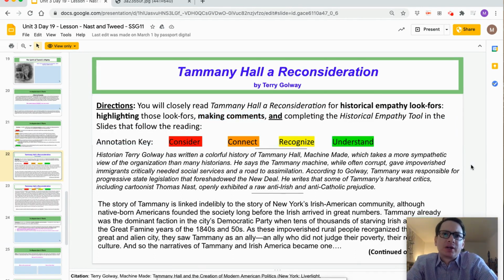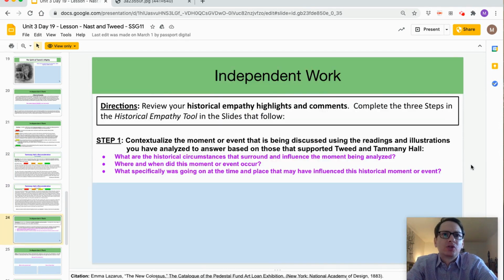After reading the Galway text, the next step is to work through the historical empathy protocol. I would provide my students with these few friendly reminders. For step 1, I would remind them that they've seen some very different perspectives on Tammany Hall so far. They saw George Plunkett's point of view along with Terry Galway's. However, they also created a narrative based on the Thomas Nast cartoon. So they have a lot they can pull from when contextualizing Tammany Hall, and it should be pretty balanced between the two perspectives.